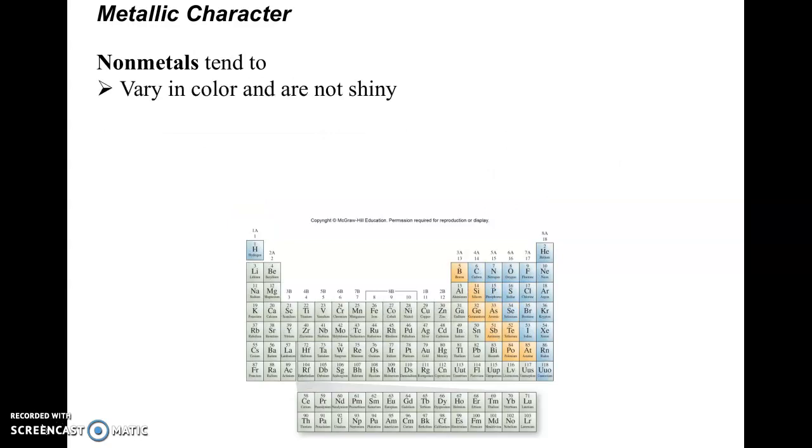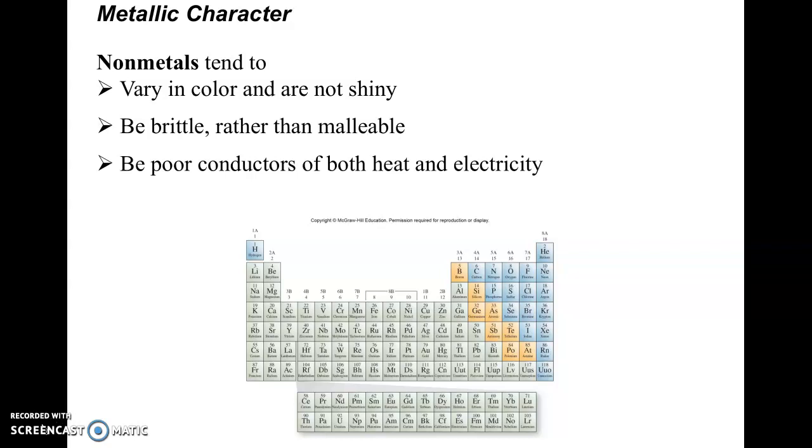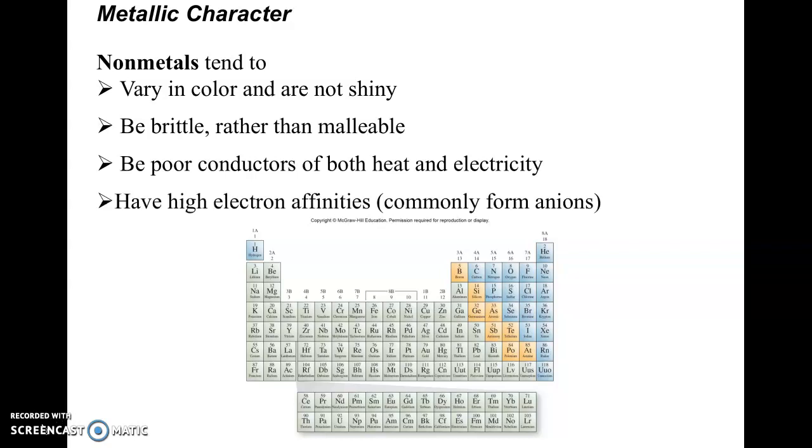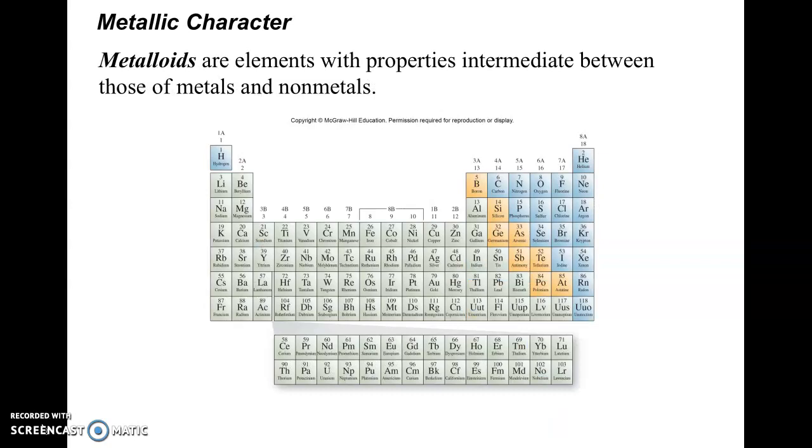Non-metals, we've looked at these, they're blue on this periodic table. One of the big things is that they don't conduct heat and electricity well, and they have high electron affinities, meaning they tend to take on electrons. They don't give them back, so they don't conduct electricity, and they commonly form anions. Metalloids, of course, are in the orange here, and their characteristics are somewhere between the metals and the nonmetals.